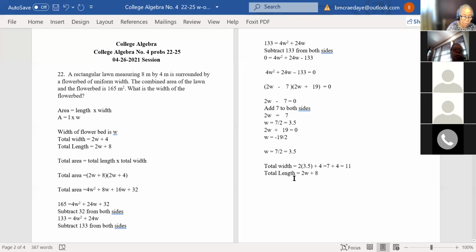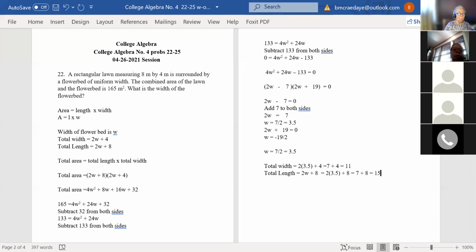Then what would be the length? The length is going to be what? 2 times 3.5. What do you get, Latoya? 7. Okay, plus 8, and we don't need the 0. That would be 7 plus 8 equal 15. So we have our total length and we have our total width.